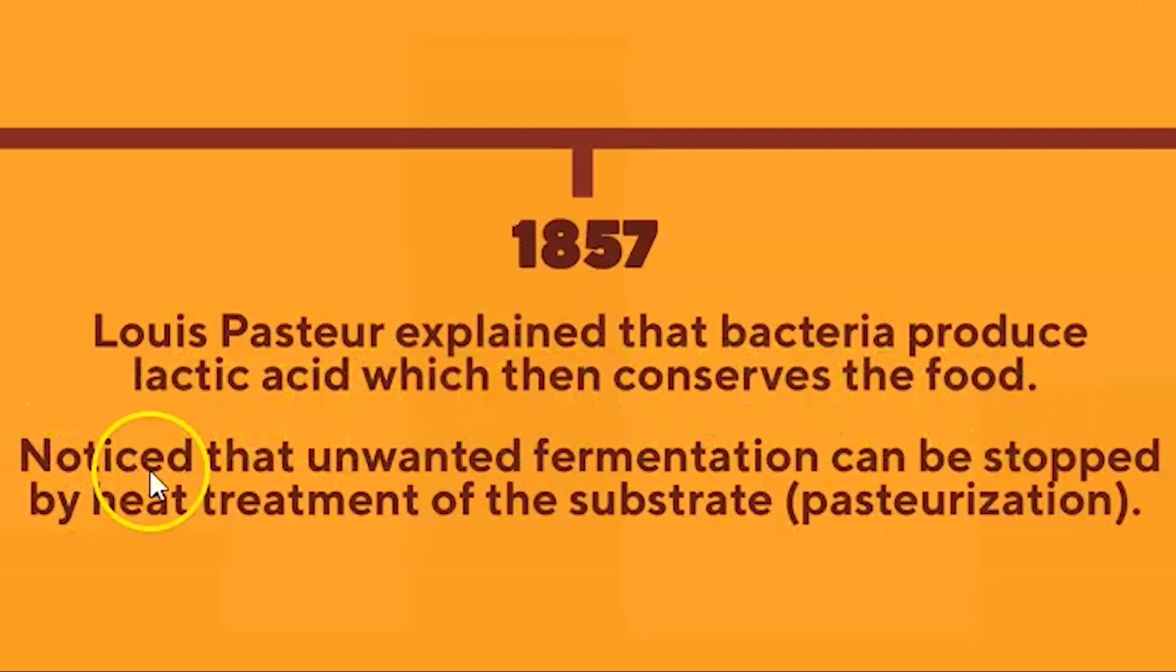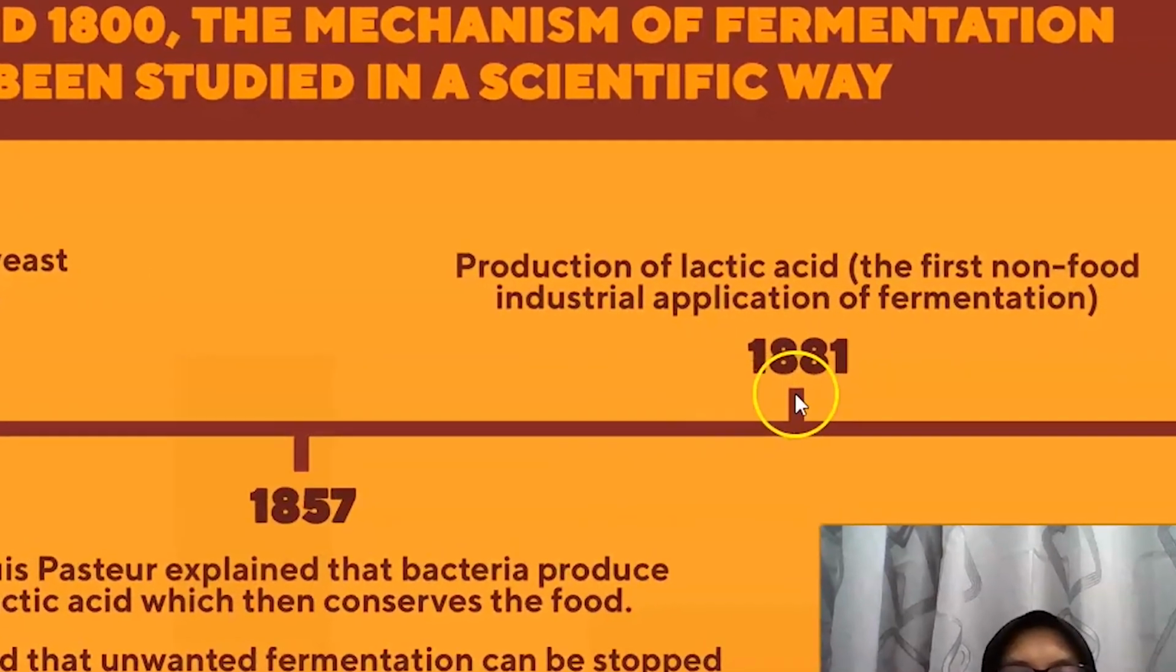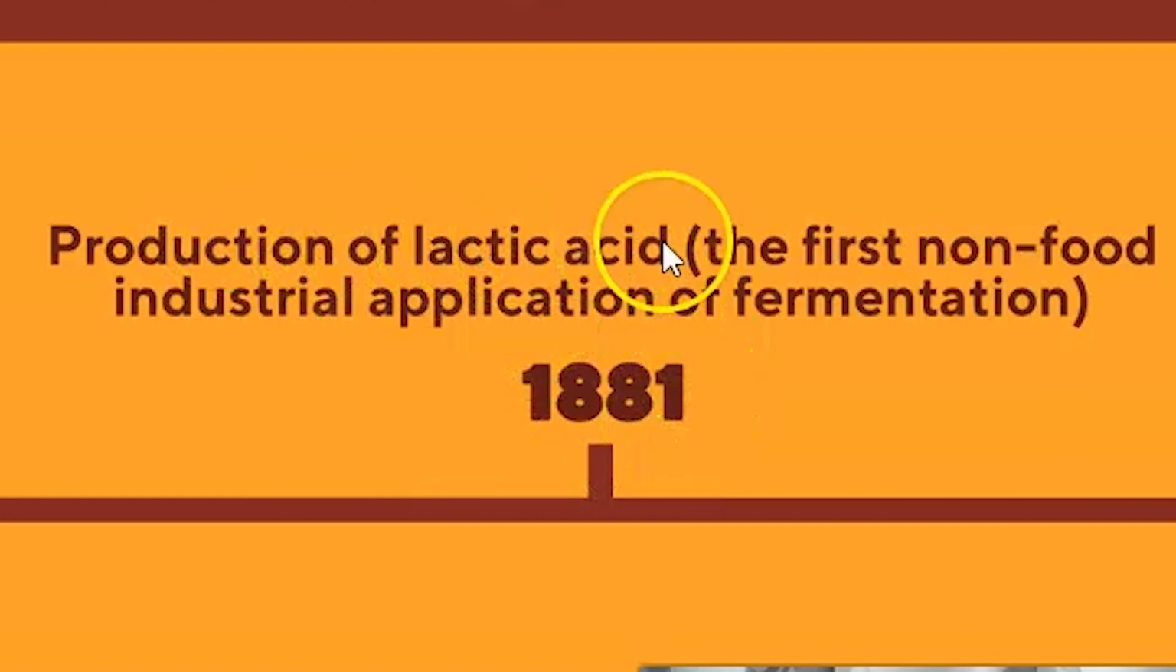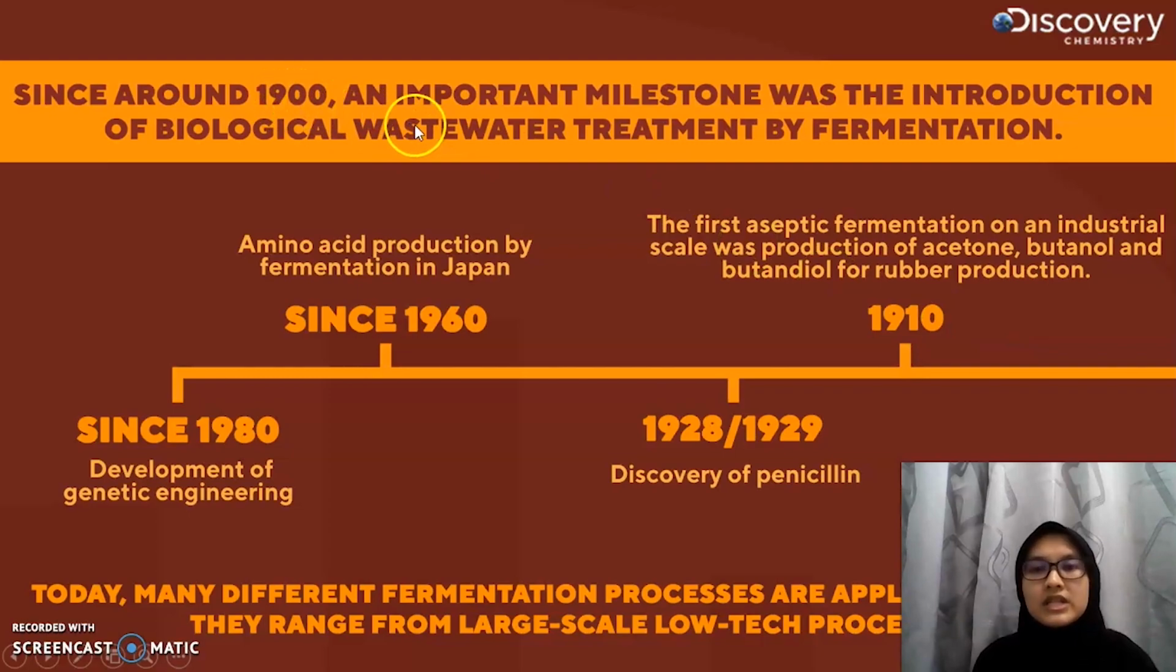He also noticed that unwanted fermentation can be stopped by heat treatment of the substrate, which is the pasteurization process. This technique is still widely applied to treat milk and fruit juices. In 1881, production of lactic acid became the first non-food industrial application of fermentation. Since around 1900s, an important milestone was the introduction of biological wastewater treatment by fermentation.